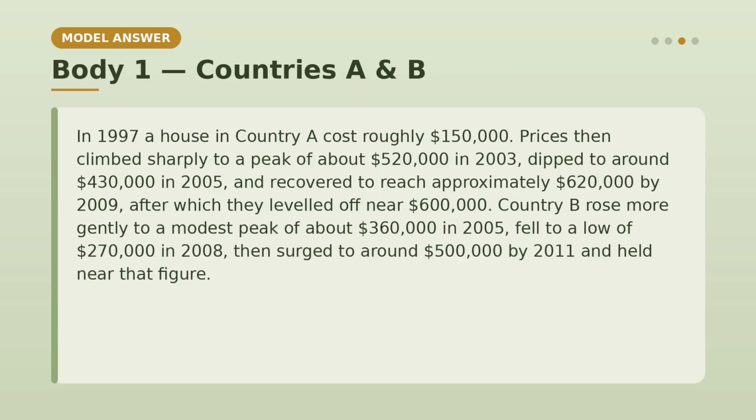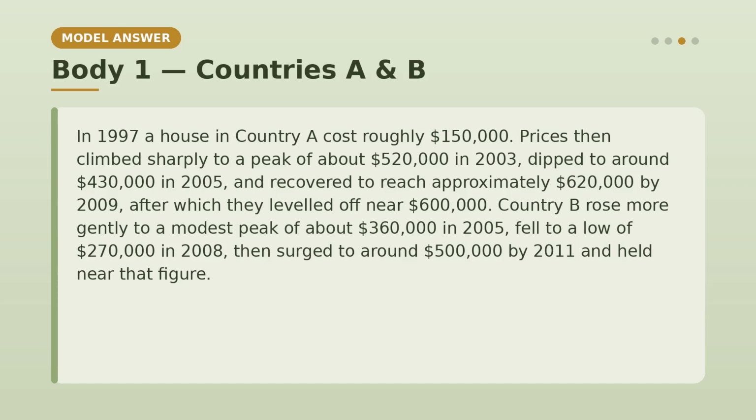Body paragraph 1. Describe countries A and B. In 1997, a house in Country A cost roughly $150,000. Prices then climbed sharply to a peak of about $520,000 in 2003, dipped to around $430,000 in 2005, and recovered to reach approximately $620,000 by 2009, after which they leveled off near $600,000.